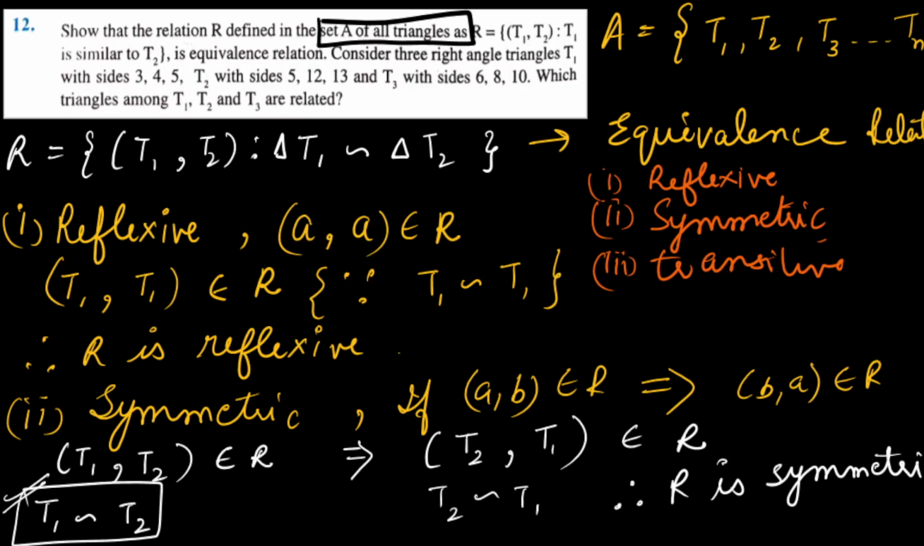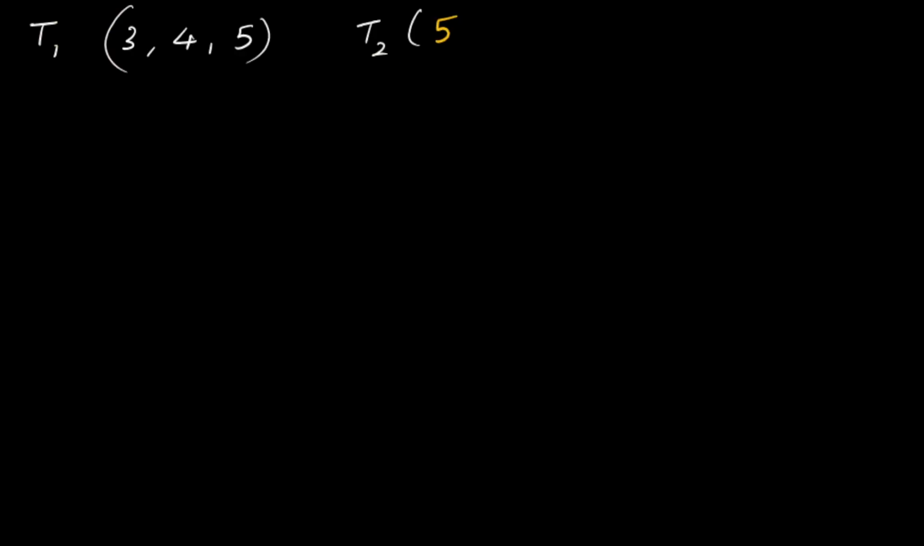Let me check once again. Yes, 5, 12, 13. And the third triangle has sides 6, 8, 10. They have asked which of these are related to each other. All these are right angle triangles, and you can see these are Pythagorean triplets. It's already given to us that these are right angle triangles.